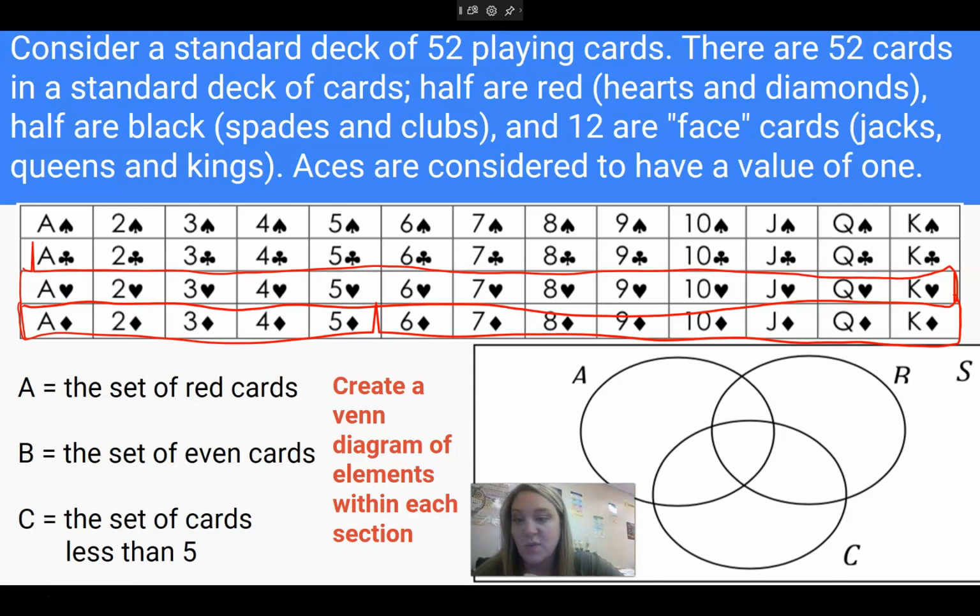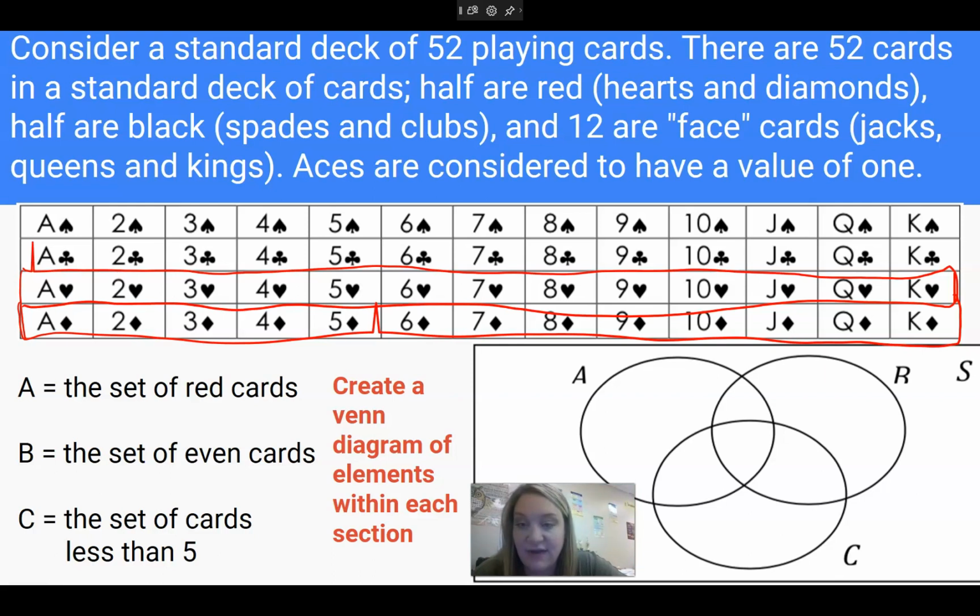Okay, so we're going to let event A be the set of all red cards. Event B is going to be the set of even cards. And set C is going to be cards that are less than 5. And it wants me to create a Venn diagram representing how many we have. Okay, so first things first. We got lots to go through.